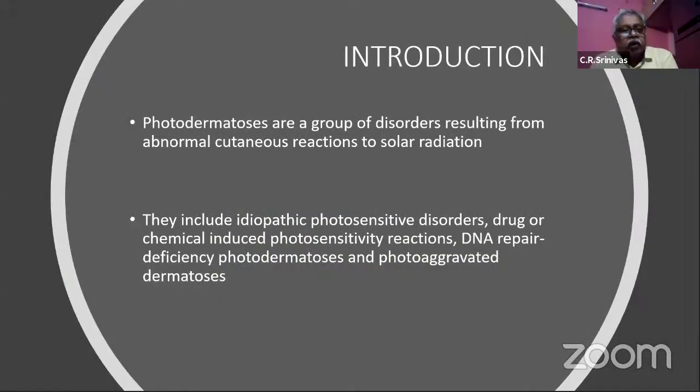Today we'll talk on photodermatosis, a sort of skin condition which occurs on exposure to sunlight. The major group which we'll be discussing today is the idiopathic. Idiopathic means we don't know the cause.